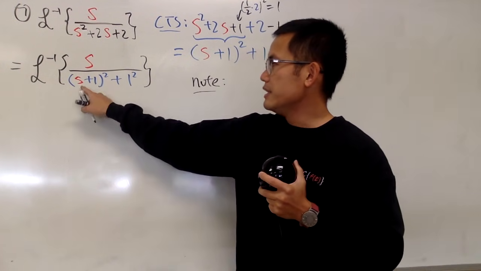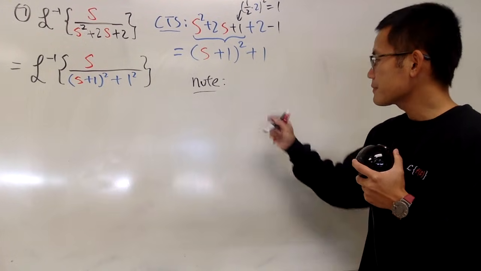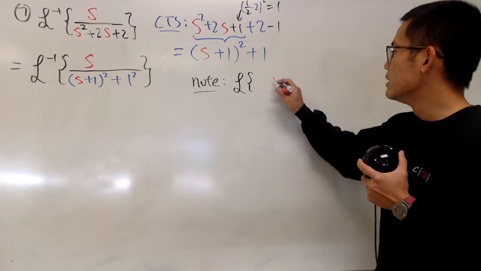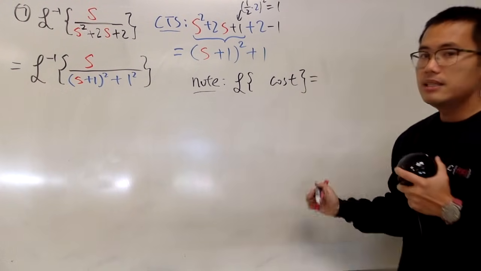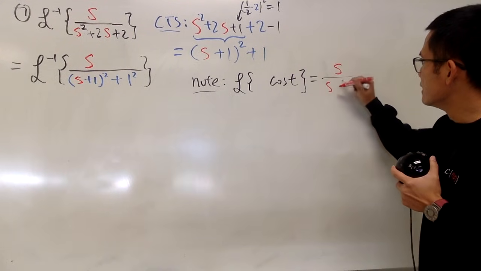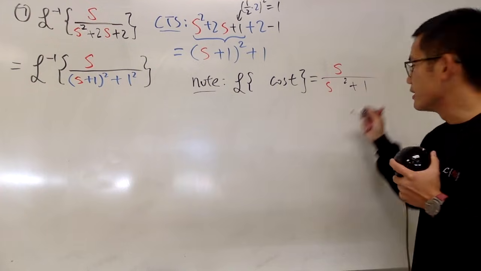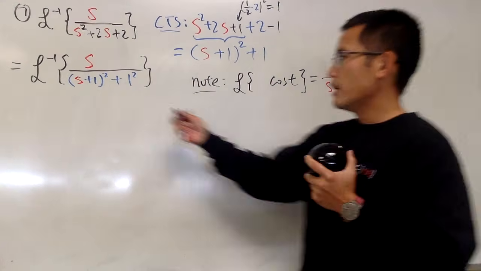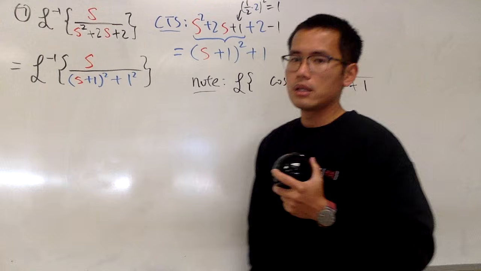Again, if this is just s, then you have the following, right? It's just cosine, because we know the original Laplace of cosine t is nicely equal to s over s squared plus 1, because the b value right here is just equal to 1. So that's what we have. However, as you can see, we are shifting in the s world. This is s plus 1.